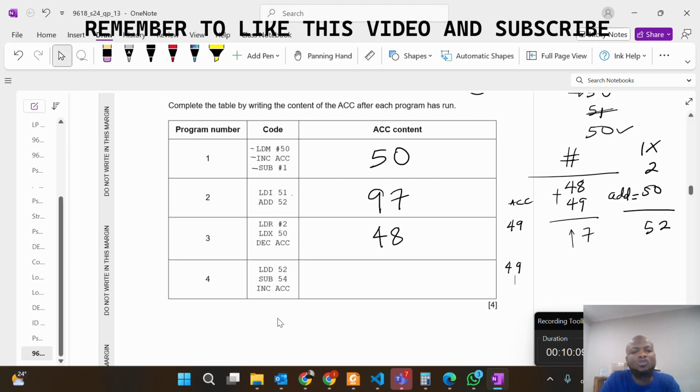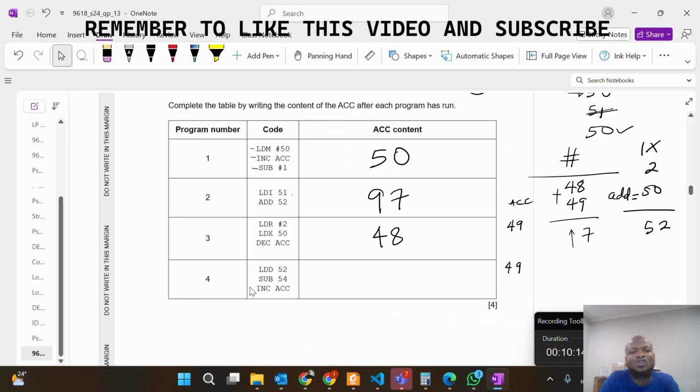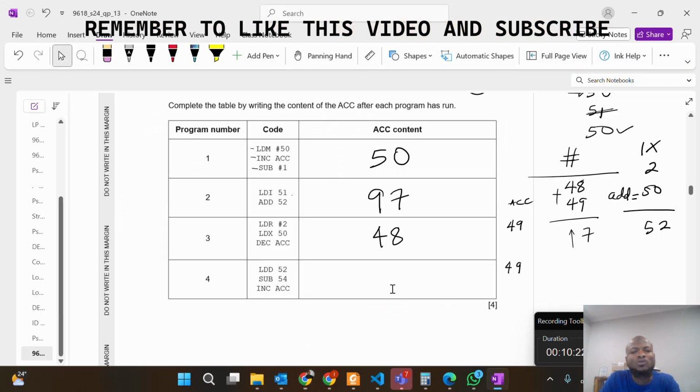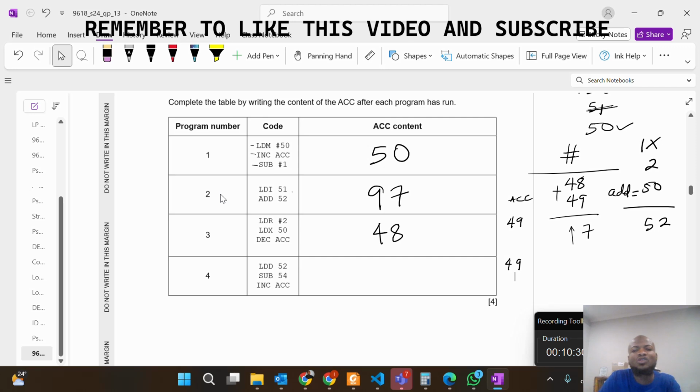Okay. SUB 54. SUB 54 means subtract. Since 54 does not have a hash, that means it is an address. So you subtract the content of the address from the accumulator. So what is the content of 54? The content of 54 is 6, isn't it? So you subtract 6 from the accumulator, which means this will be 43. INC accumulator means increase the content of the accumulator by 1. That means the content is now 44. I hope this is well understood.